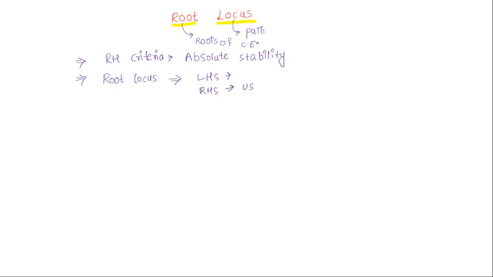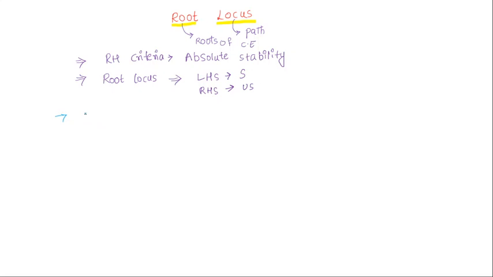That means if you draw the path for the roots of characteristic equation, then you will get the root locus. With the help of root locus branches, we can find the system stability. If the root locus branches are moving towards the left hand side, then the system is relatively stable. If they are moving towards right hand side, then the system is relatively unstable. I am writing down the definition here.